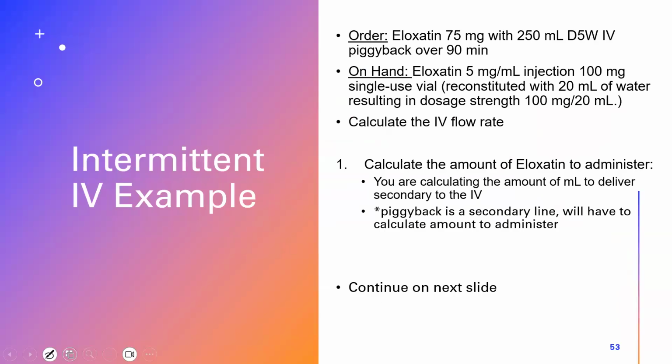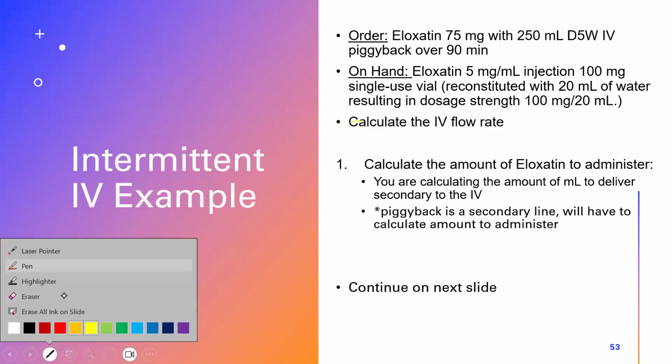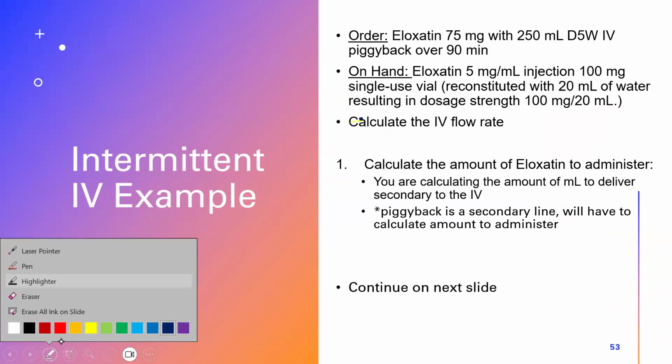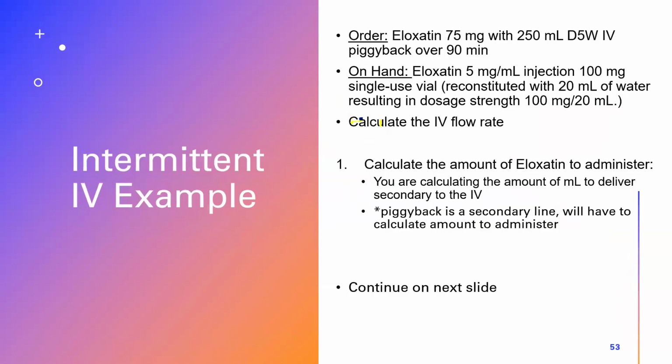So here's an example. I'm going to turn my highlighter on. Best advice: you want to jump straight to the question. And the question here is to calculate the flow rate. Sorry, I meant to use my highlighter. Now it's in the wrong color. I actually will stop using the highlighter after this one. Calculate the IV flow rate. So that's your goal, and that's going to be for your pump.